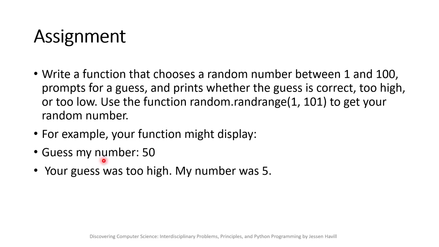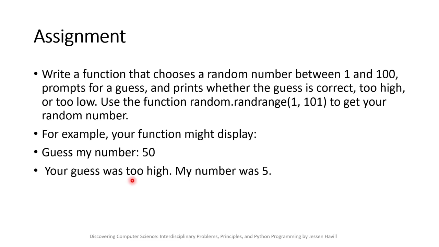The function should prompt to guess my number. Let's suppose you input 50, and in this case the output should be like this: your guess was too high, my number was 5. So in this case the random number generated was 5, user input 50, so the output is your guess was too high, my number was 5. So we have to implement this function.